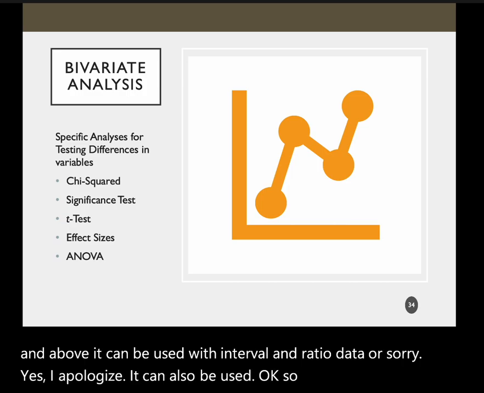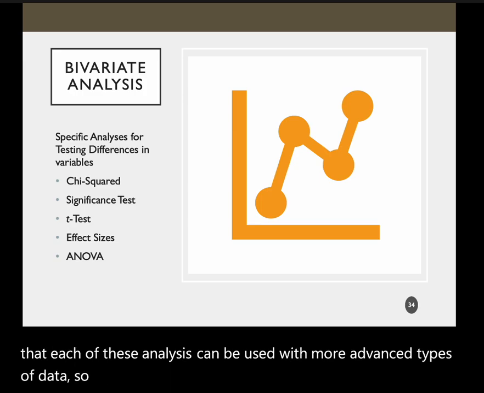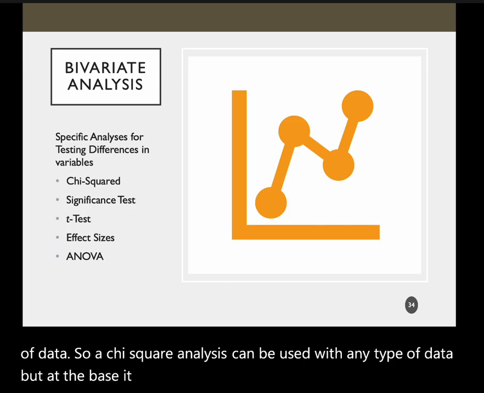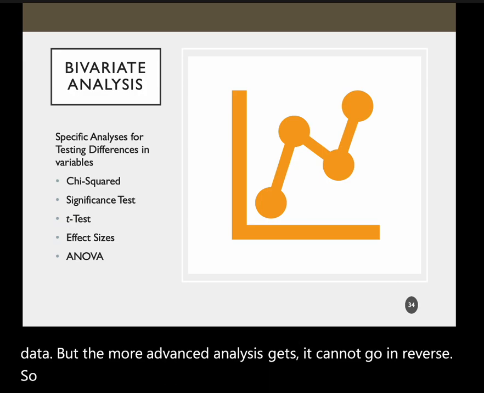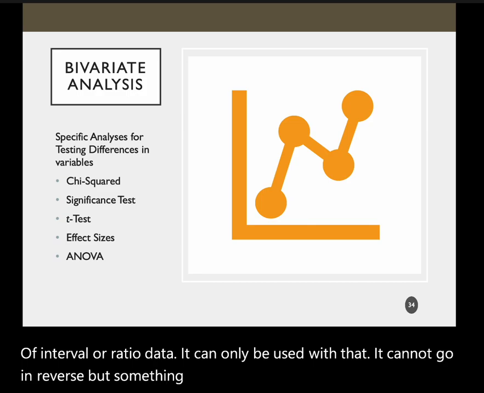So the way that it works is that each of these analyses can be used with more advanced types of data. So a chi-square analysis can be used with any type of data, but at the base, it is the only one that can be used with categorical data. But the more advanced your analysis gets, it cannot go in reverse. So if you have an analysis that can only be used with interval or ratio data, it can only be used with that. It cannot go in reverse. But something can always go further forward because it's more simplistic.